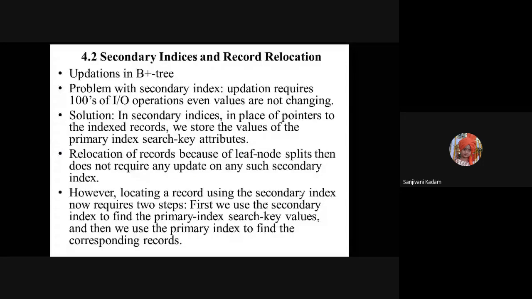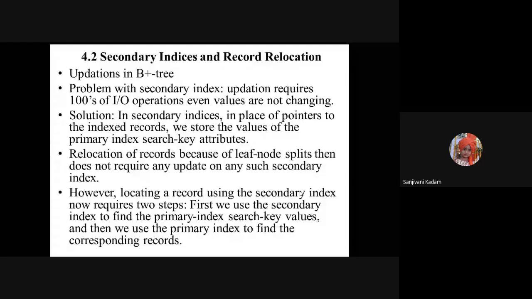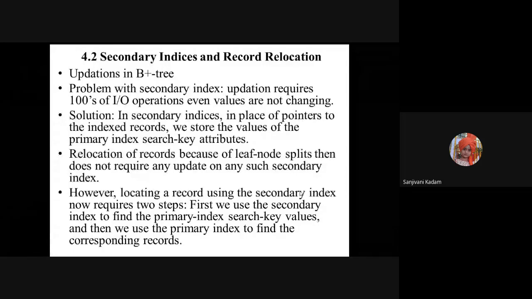Secondary indices and record relocation. With secondary indices, we know that the storage of elements is not the same as the index ordering, and in the B plus tree also we can have this problem, or record relocation, whenever we are performing shuffling or splitting or combining of the nodes. So a single insertion or single deletion may take multiple operations.